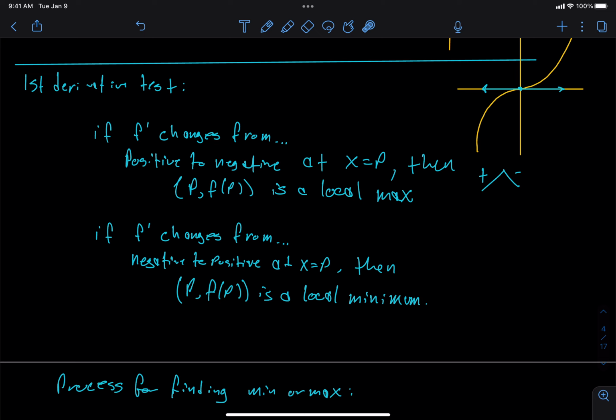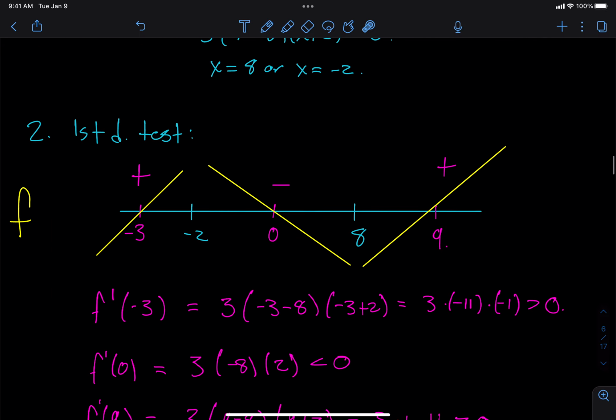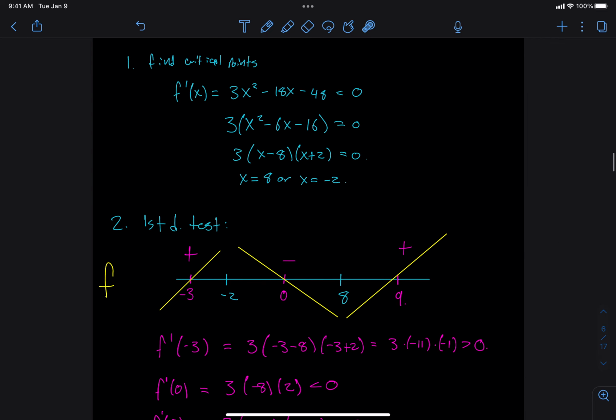So in order to do it, what we do is we find all the critical points. So let me show you what we did here. We find all the critical points first by taking the derivative and setting it equal to 0. And we know there could be a minimum, or there could be a maximum, or there could be neither of those things at critical points. So we put all the critical points on our number line. In this case, it was -2 and 8. And we know those are the places where the derivative is 0.